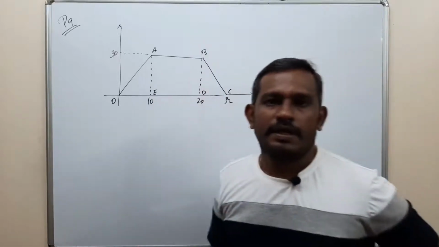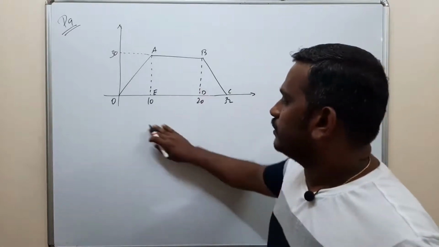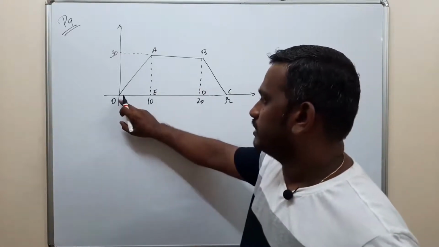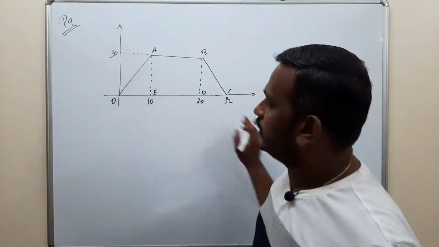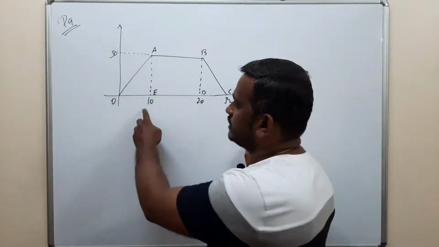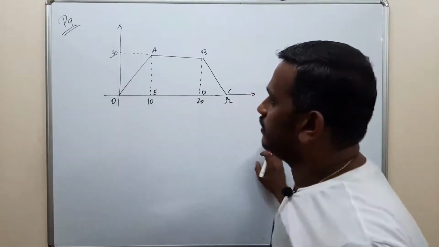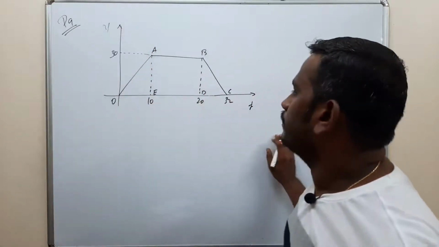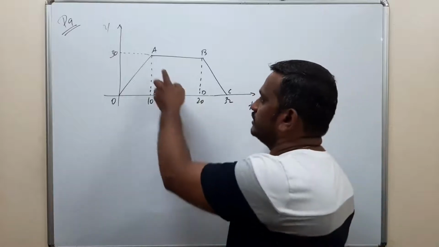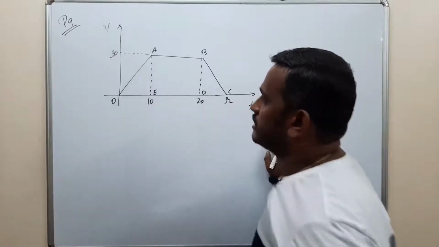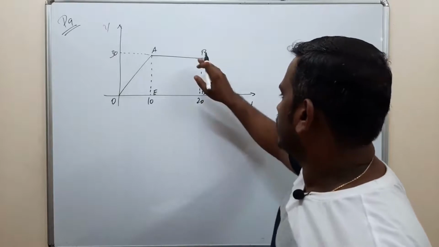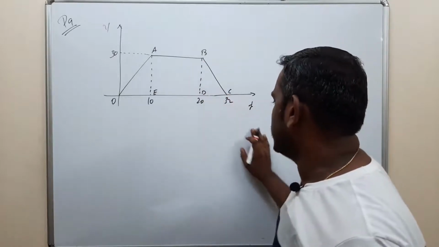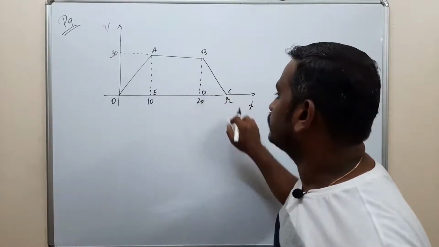Okay, consider a velocity time graph. A train starts from rest and is accelerated, and at a time of 10 seconds it reaches a constant velocity of 30 meter per second. From 10 to 20 seconds, it runs with the constant velocity, that is 30 meter per second, and after that it starts to decelerate. At a time t equal to 32 seconds, it comes to rest.